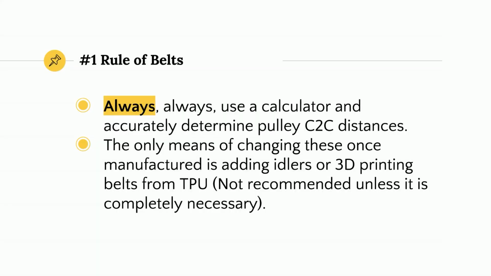So the number one rule of belts is to always use a calculator and accurately determine pulley center-to-center distances. The only means of changing these once manufactured is adding idlers or 3D printing belts from TPU, and this is very not recommended unless it is completely necessary. I'd only recommend 3D printing belts if your competition is next day, you don't have the size, no one else is going to have the size, and you need to get it done now. Otherwise, they're weaker, they don't have as much grip, they stretch more easily, it's just not worth it.